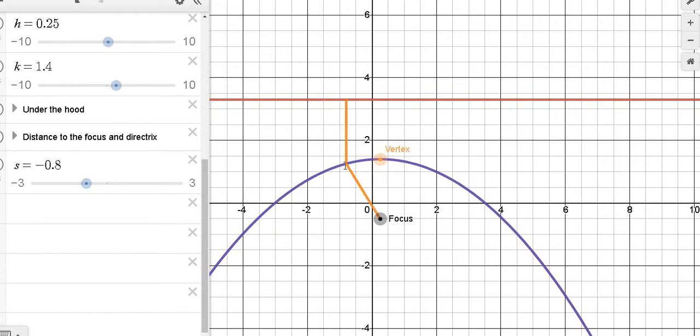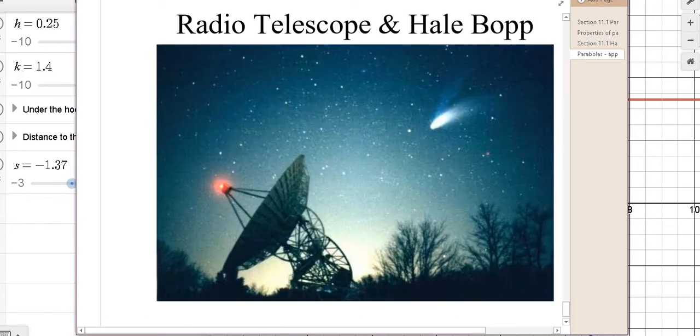If you play around with this, you'll notice that this distance here from the parabola to the directrix, which is this red line, or from the parabola to the focus is always the same. So I can move this around anywhere I want, and that distance is always going to be the same for any point on the parabola. So that's amazing. Now, that's one of several properties that I want you to be familiar with.